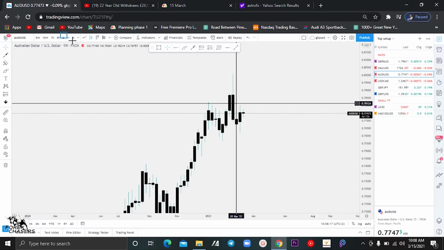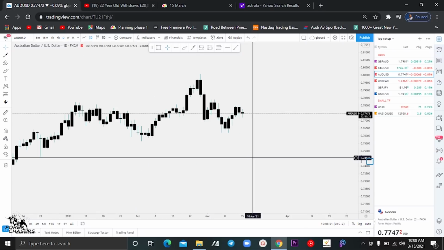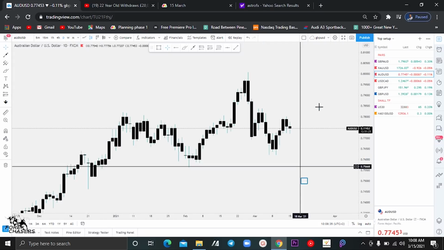So let us just go down to the daily time frame. On the daily time frame, guys, you can clearly see now that we have higher highs here, we have lower lows, we have lower highs, we have lower lows, we have lower highs here. So you can clearly see that we might be looking to make another lower low here.